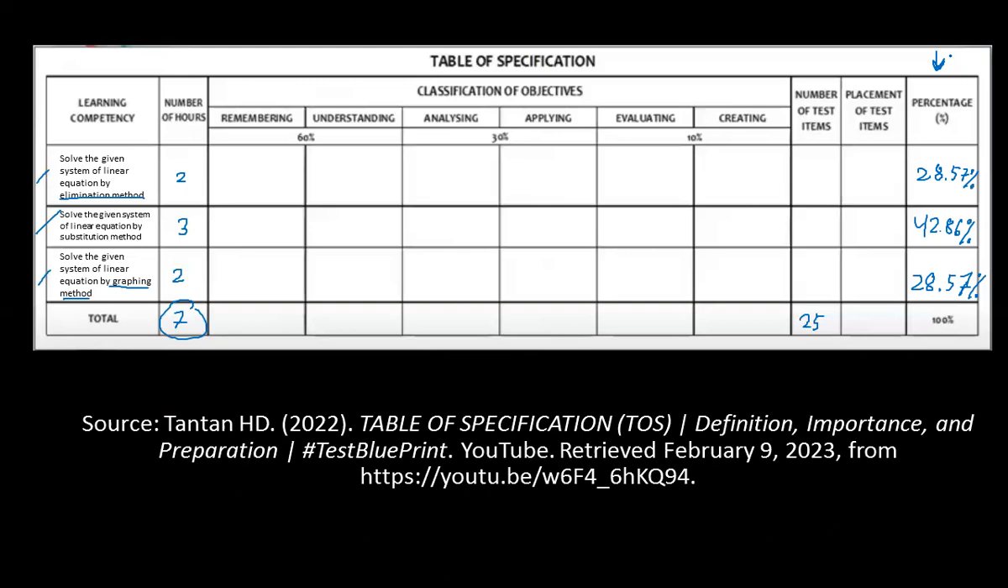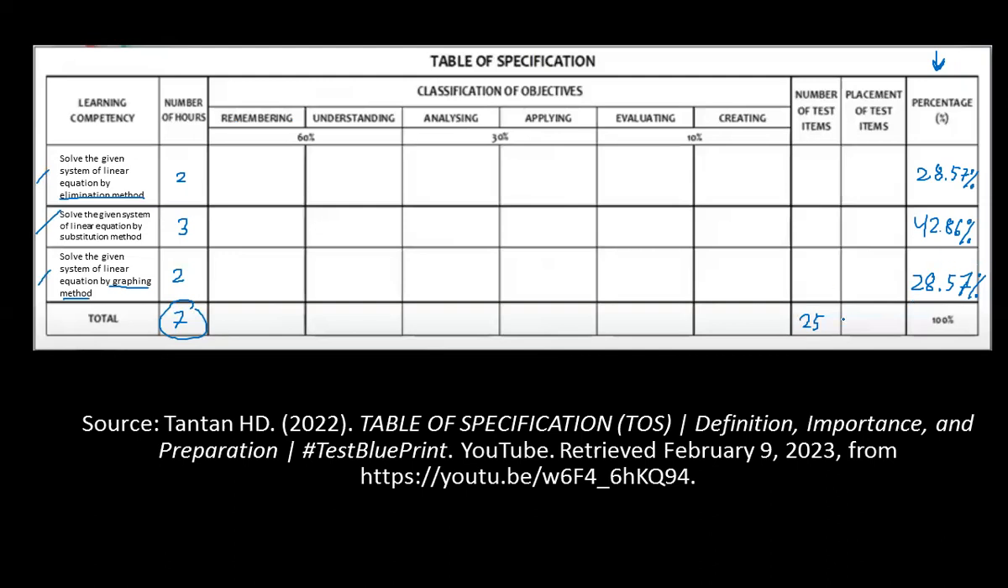Let's take a look. 28.57% plus 42.86% plus 28.57%. So, eksaktong 100% na. So, that's it. We're good to go. Dapat 100% to. If not, then may mali ka yata sa calculation.